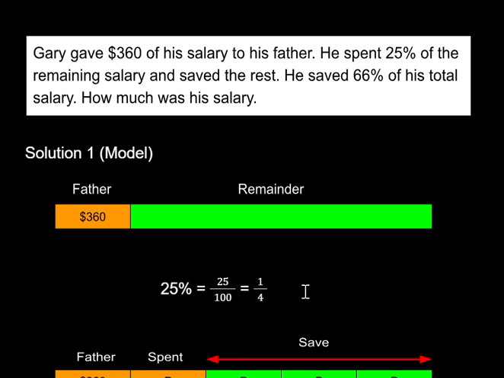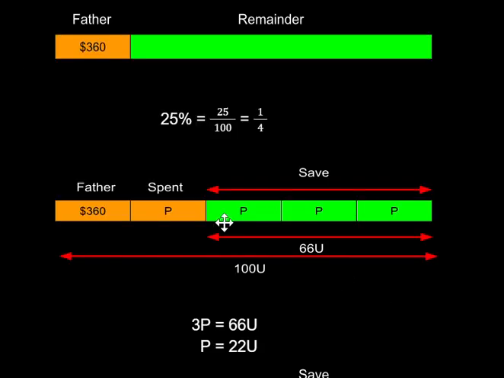So that means if he spent 25% of his remaining salary, I take this remainder and cut it into 4 parts, and he spent 1 part. So now I can have the second part like that. He spent this, and this is what he gave his father, this is what he spent from the remainder, and what he has left is these 3 parts here, which I call P. Okay.